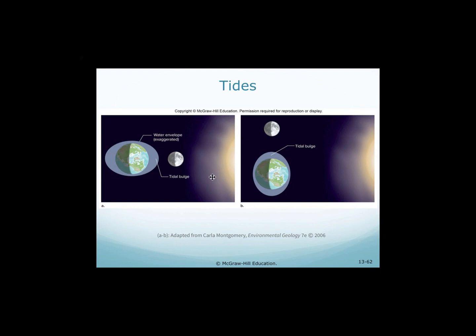Neap tides are shown in this drawing. That's when the gravitational pull is the smallest and results in the smallest tidal bulges, or the lowest tides. The sun and the moon are on opposite sides of the Earth.